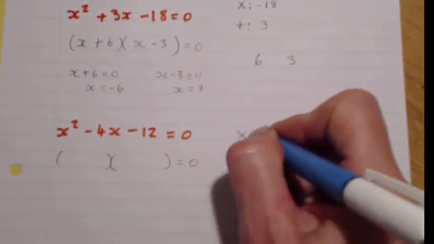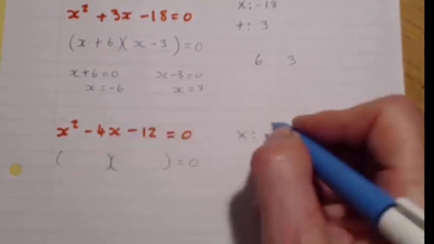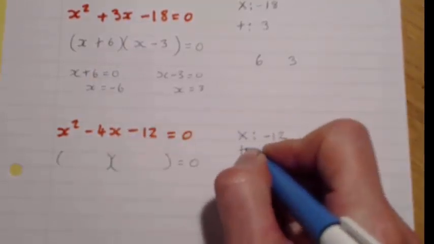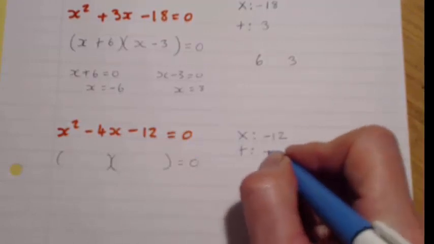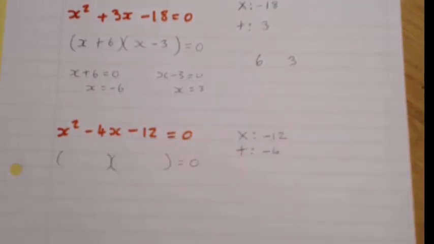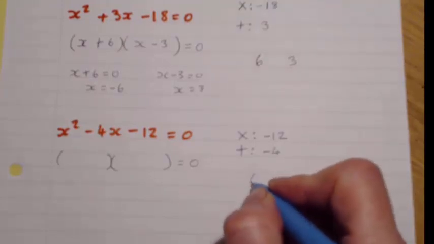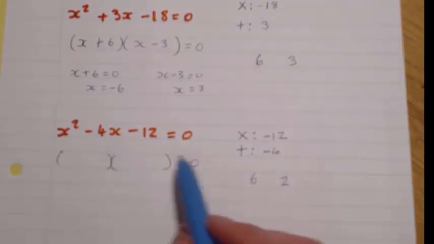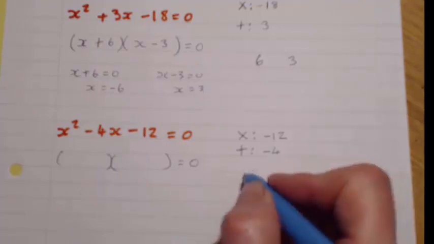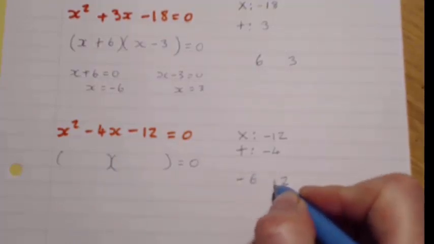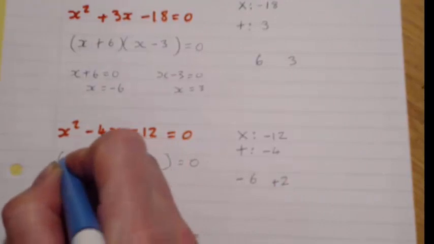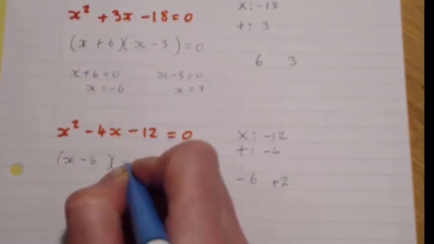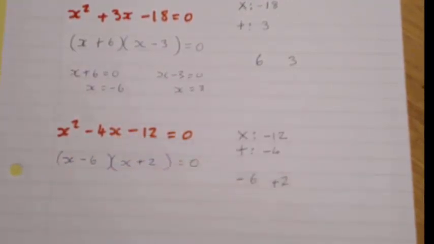So we need two numbers that multiply to minus 12, but add to minus 4. So what are those numbers? Well, it's going to be some combination of 6 and 2, but when they're added together we get a negative number, which means the biggest number must be negative and the smaller one must be positive. So it's going to be x minus 6, x plus 2.